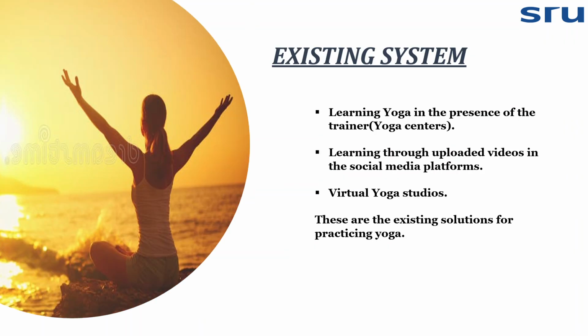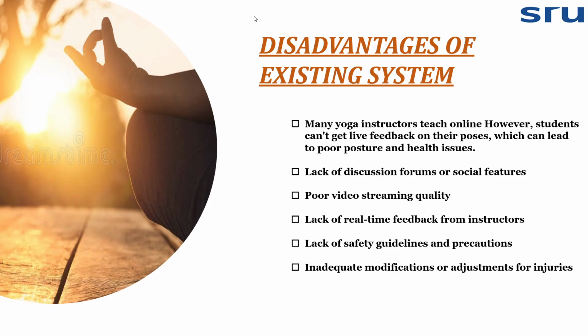Existing systems. Learning yoga in the presence of trainers at yoga centers, learning through uploaded videos on social media platforms, and virtual yoga studios are the existing solutions for practicing yoga. Disadvantages of existing systems: lack of discussion forums or social features, poor video streaming quality, lack of real-time feedback from instructors, lack of safety guidelines, and inadequate modifications or adjustments for injuries.